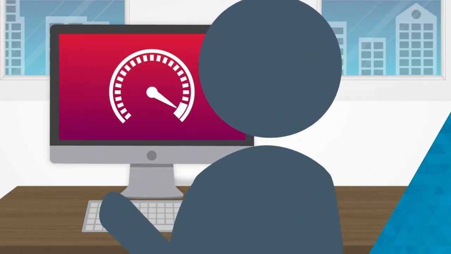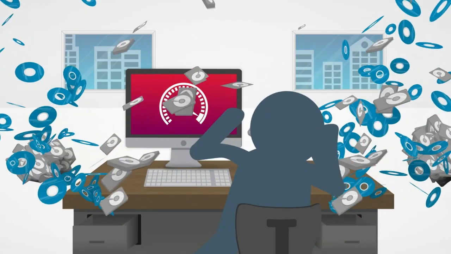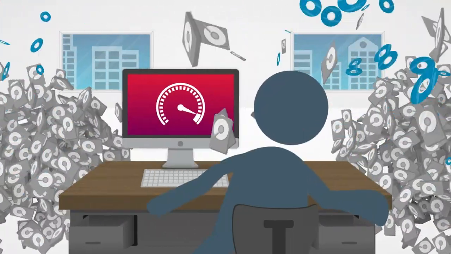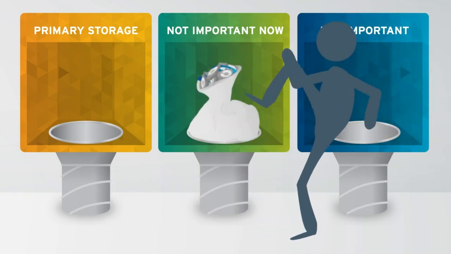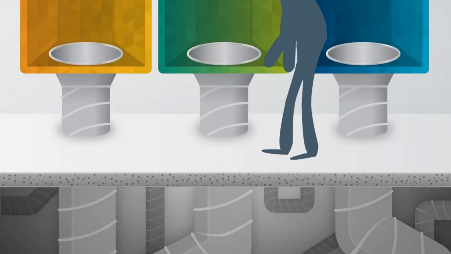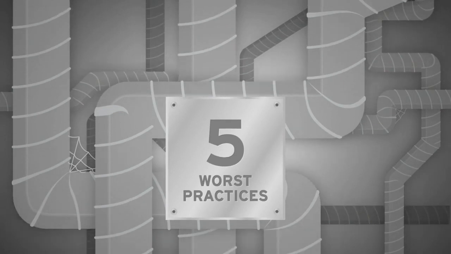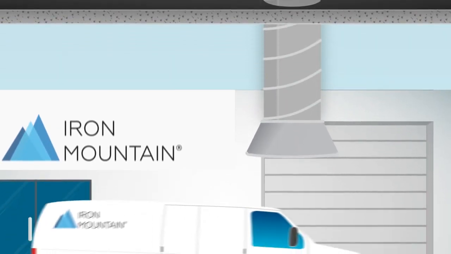Storing all your data in primary storage is costly and takes up valuable space. You can easily avoid this expense by grooming your data and storing inactive files on their appropriate tiers. So how do you avoid these five worst practices? With help from Iron Mountain.